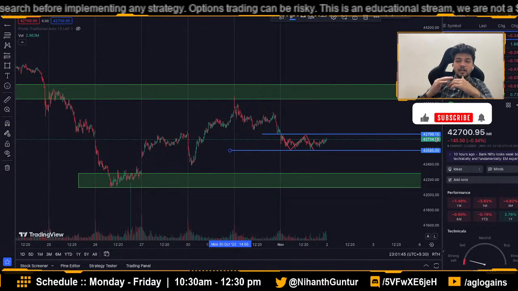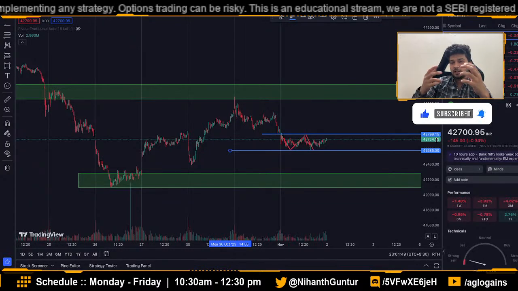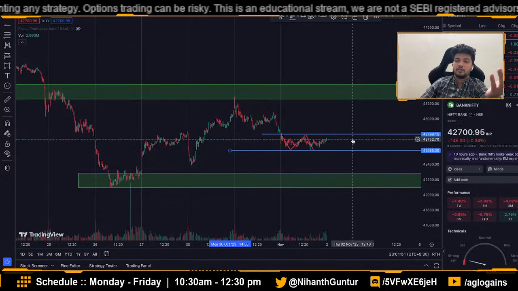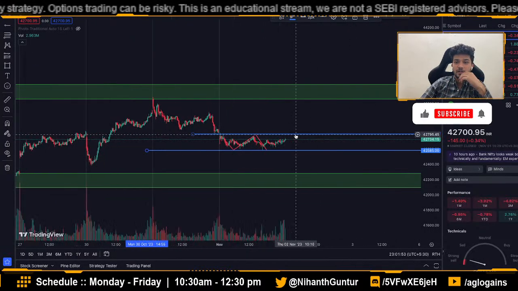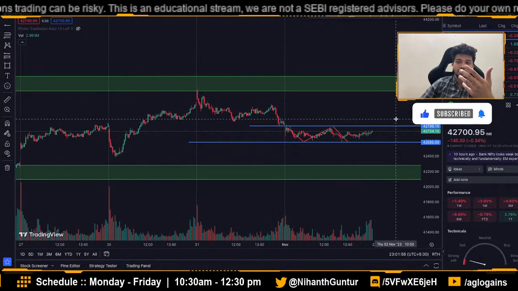So that's easily a 200 point difference between these moves. So let's give and take 20 points up and down. That's a 120 point difference like we discussed. So that's a significant difference when you're playing with a 20% stop loss.